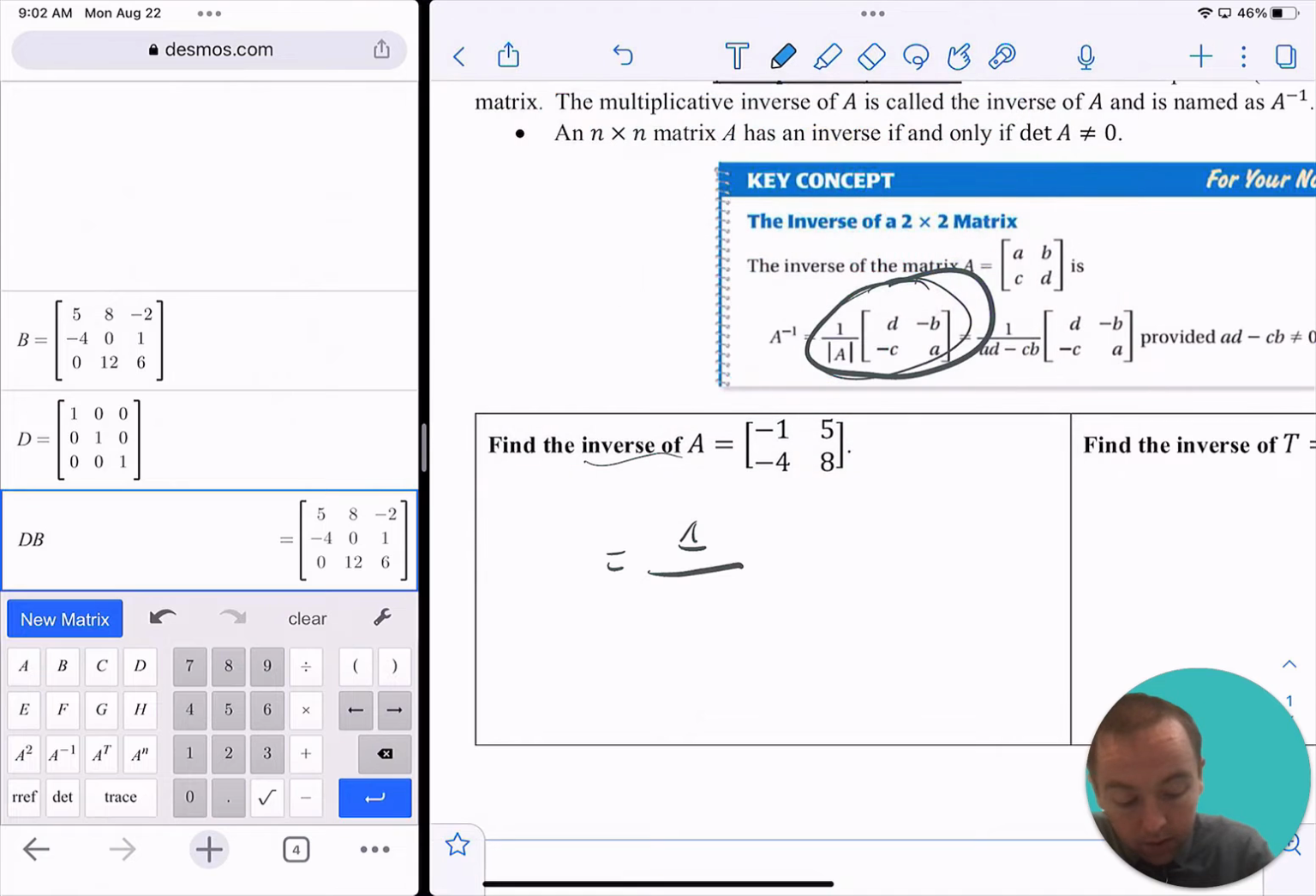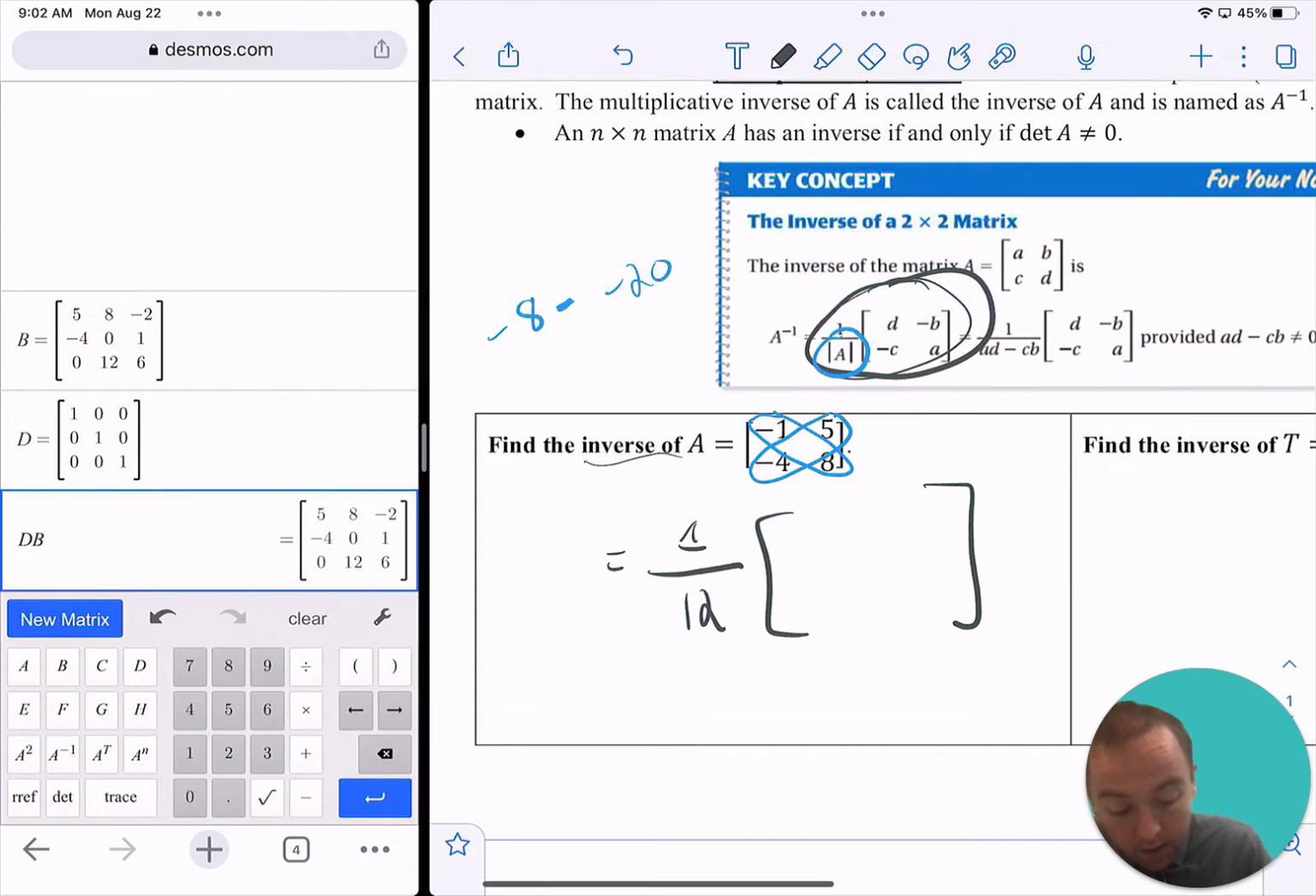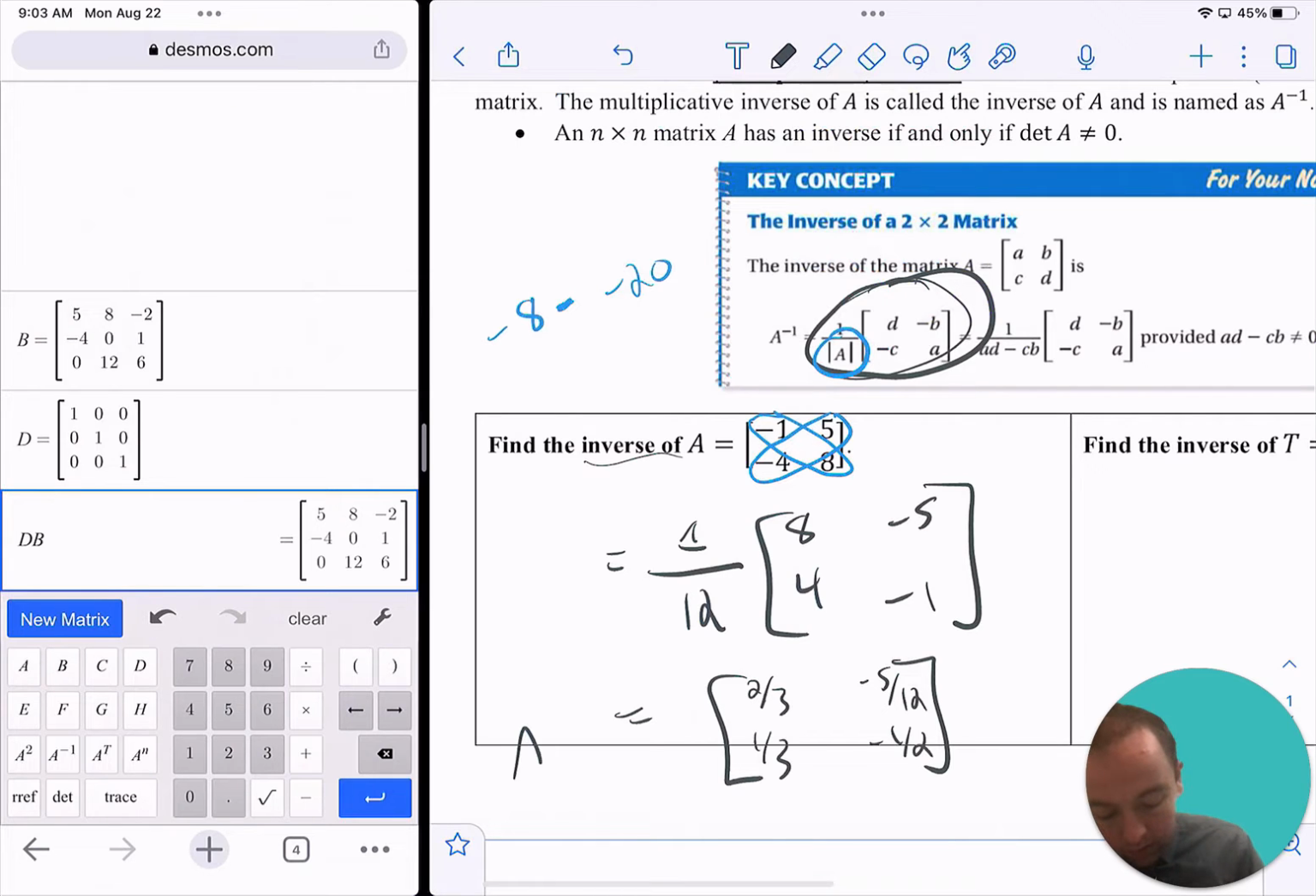To find what that determinant is, you have to take the numbers in the main diagonal, find their product, and then the other product would be negative 20, and you subtract, and then you'd end up adding 20 to negative 8, which gives you a positive 12. Therefore, that's the scalar that's going to multiply this matrix. You're going to have to switch the negative 1 and the 8 around, the numbers in the main diagonal, and the other numbers stay exactly where they are. And then we can just multiply that 1/12 to all of the entries there.